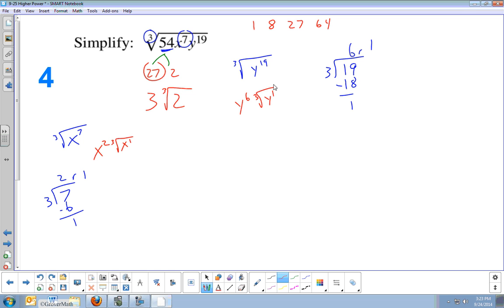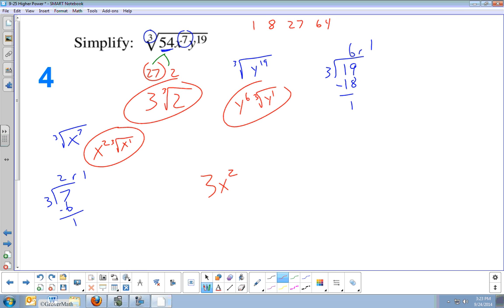of 1. So if I put all 3 of these together, I'll end up with 3 came out, an x squared came out, a y to the 6th came out, and remaining in the cubed root, again, you really can't forget to put that cubed root symbol, otherwise it's a square root and it's wrong, is 2 x to the 1st, y to the 1st. That is our final answer.